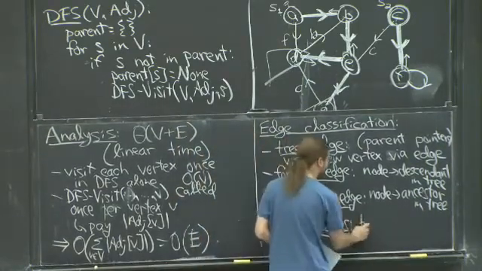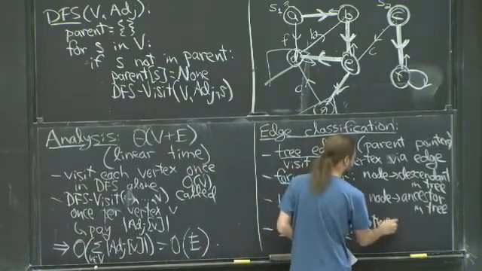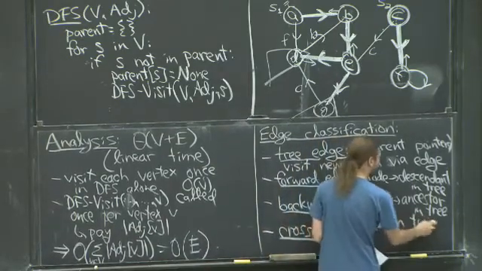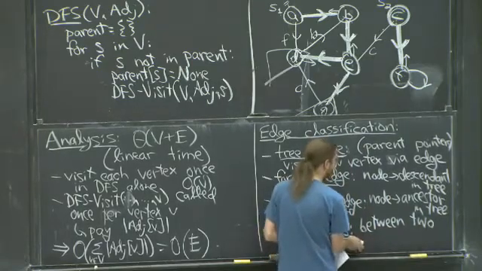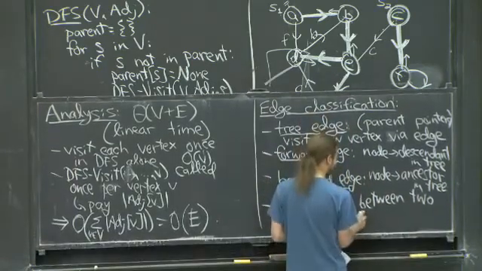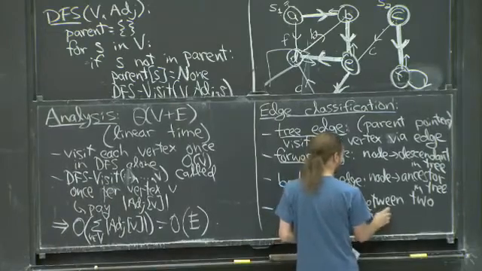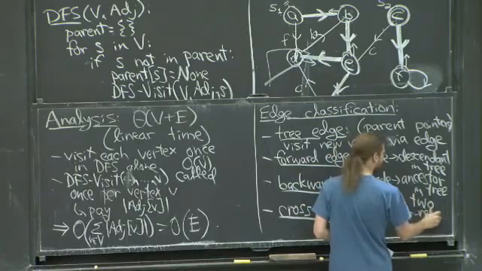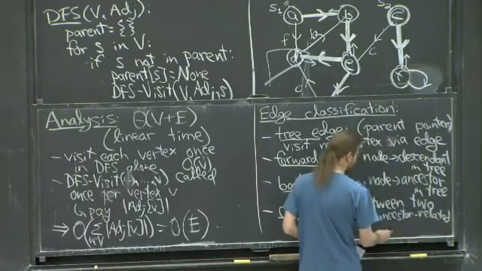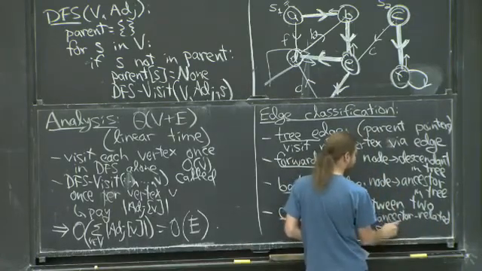This cross edge is between two sort of non-ancestor related, I think is the shortest way to write this. Subtrees or nodes.